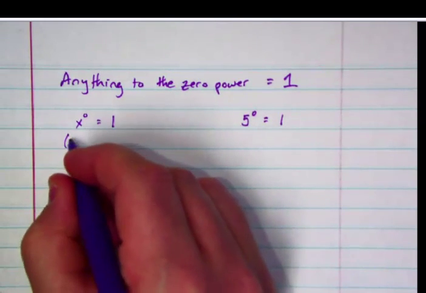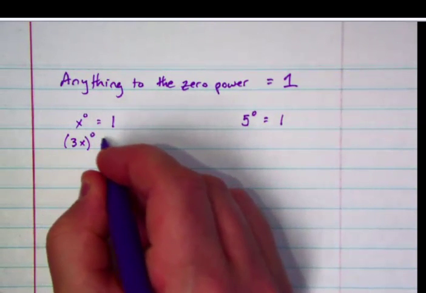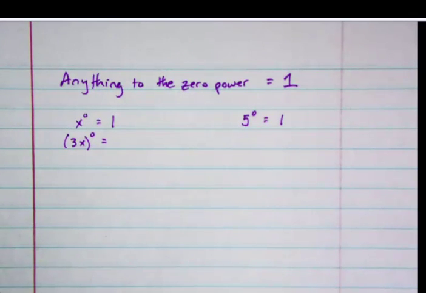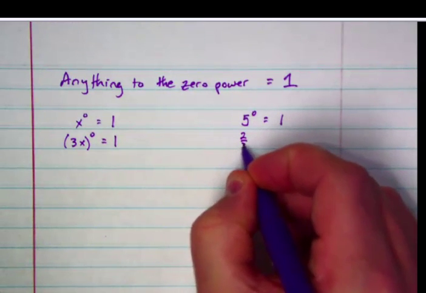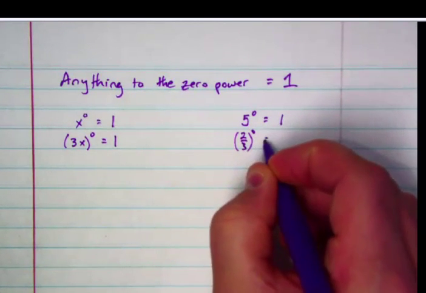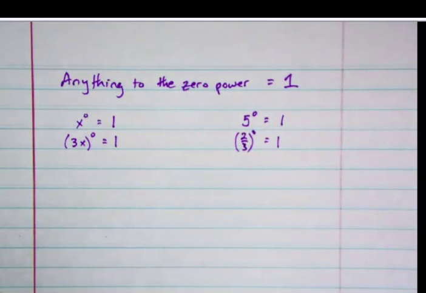If I have 3x to the 0, since 3x is the base, any base raised to the 0 power becomes the number 1. Even if I have something like 2/3 to the 0 power, that becomes the number 1.